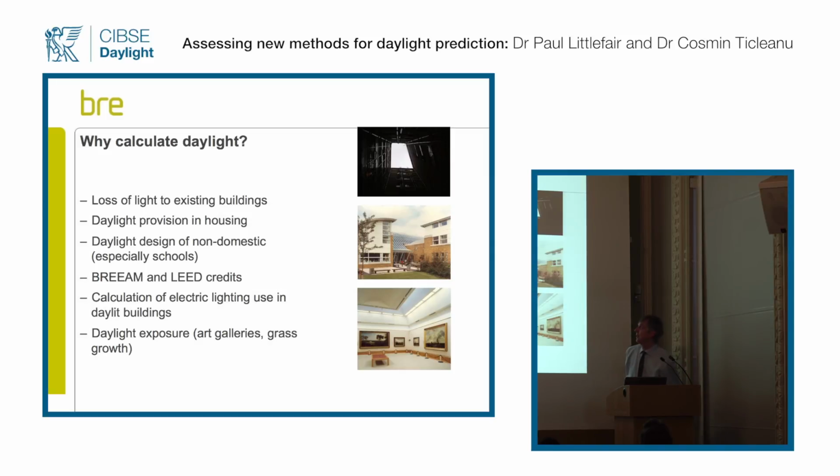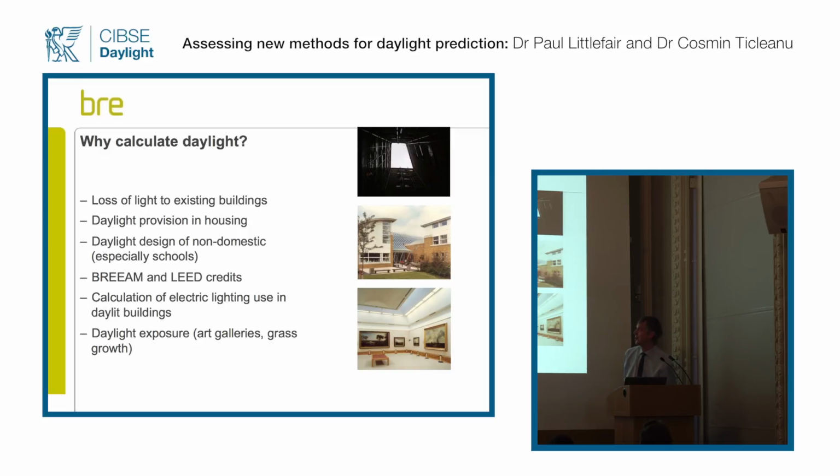If we take things in the order we took them before, loss of light to existing buildings is quite difficult to assess using climate-based daylight metrics. If you're using the useful daylight illuminance, you could conclude that it's actually a good thing to block somebody's light, because then you might be reducing the UDI-E, these very high illuminances, which somebody in a house might actually like to have, but which your new big skyscraper is blocking.